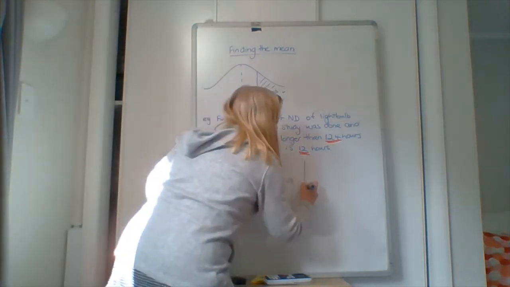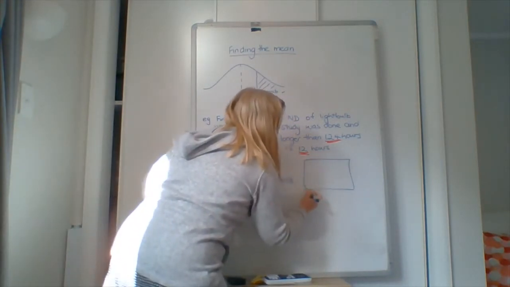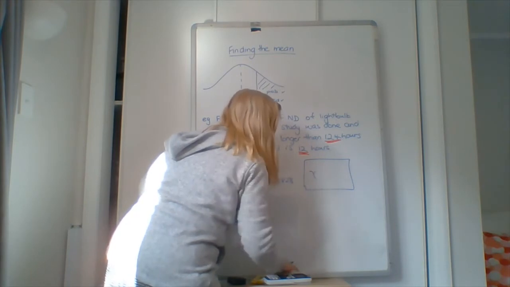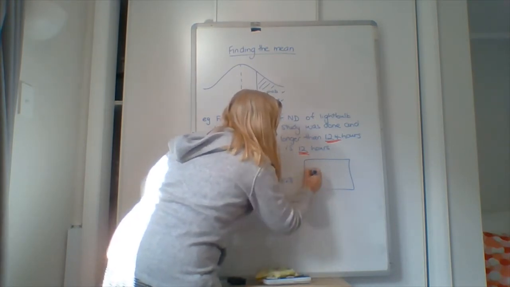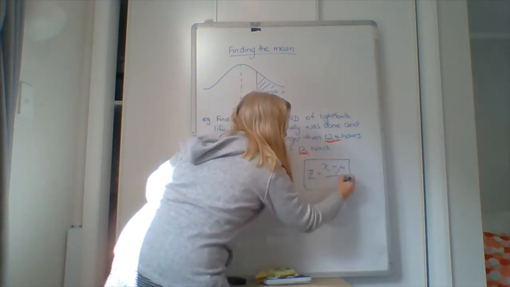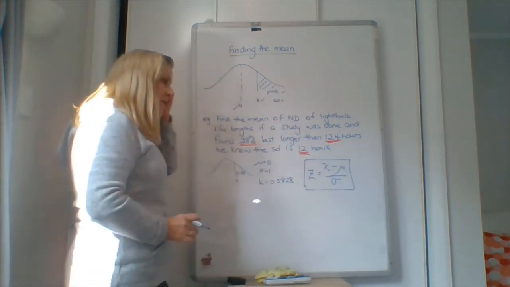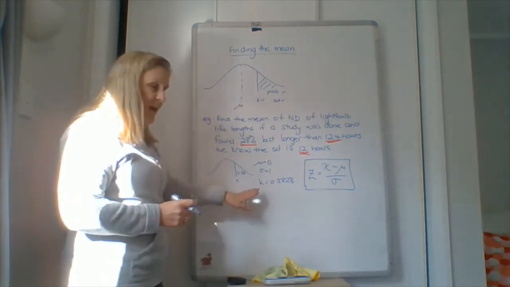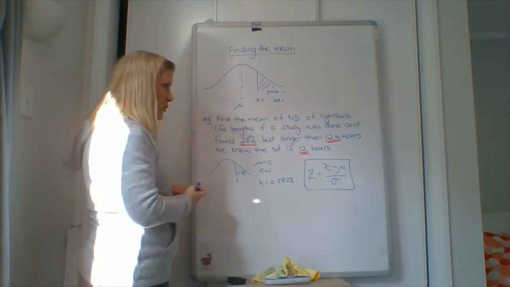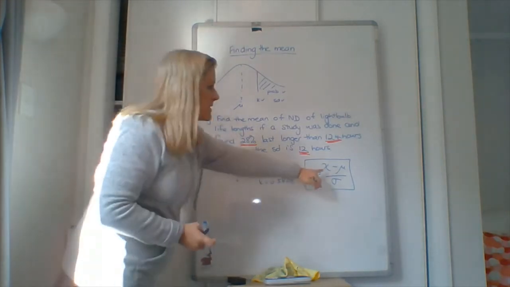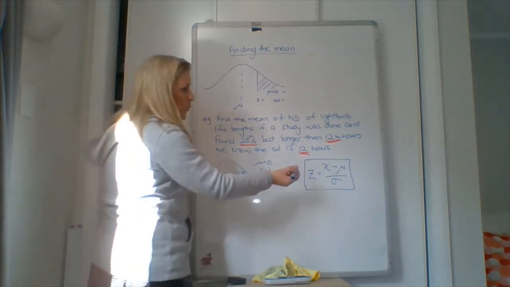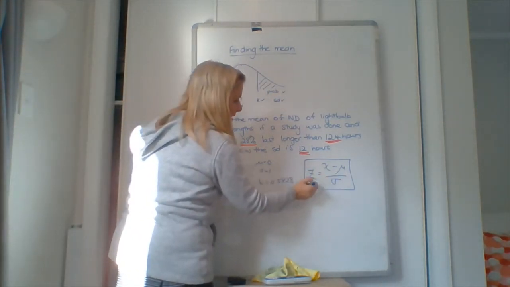There's a formula given to you on your formula sheet, and it says that the standardized value equals X minus the mean over the standard deviation. Now that we found out what K is, we need to use this formula to find out what the mean, mu, is. We need to know what the mean is. So we've got this one, and this one now.